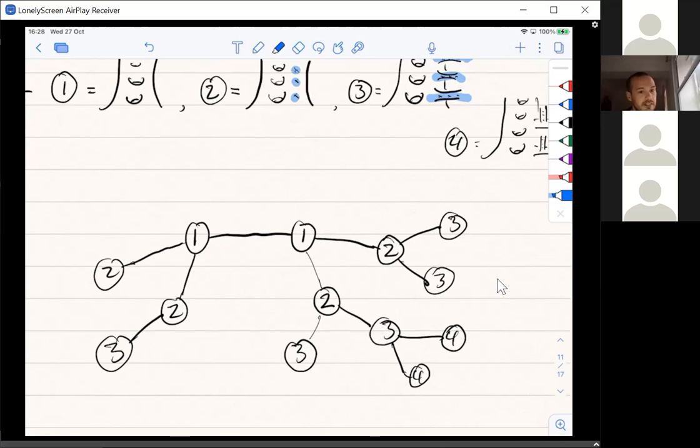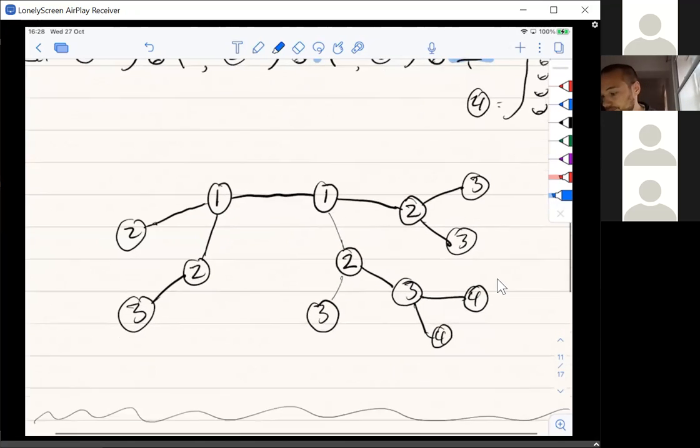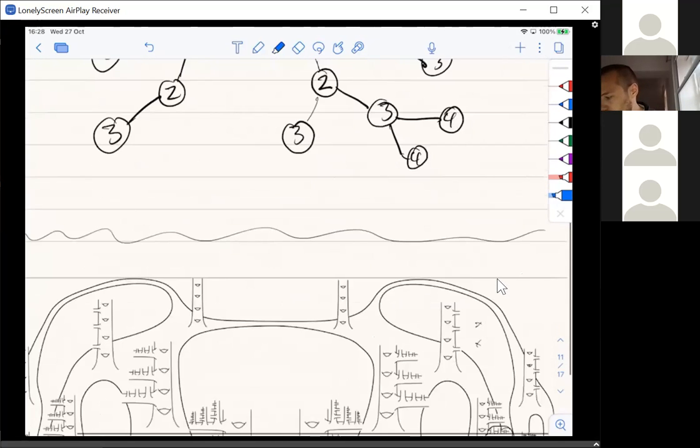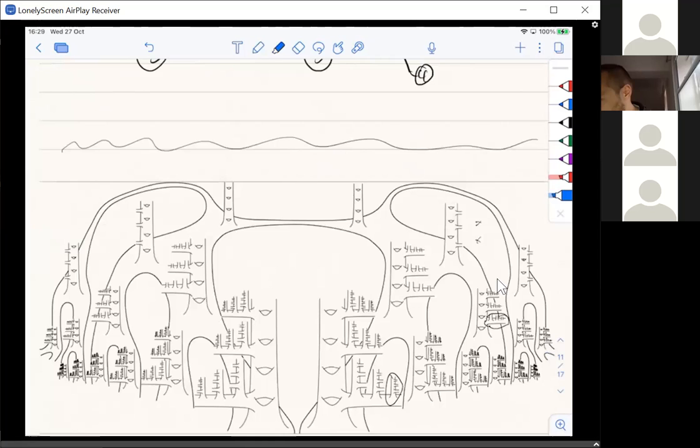And then you use this as the skeleton of your surface. So you glue to vertex 1 an end of type 1, and you glue to vertex 2 an end of type 2. And you just go on forever like this. And what you end up with is this kind of weird picture here.